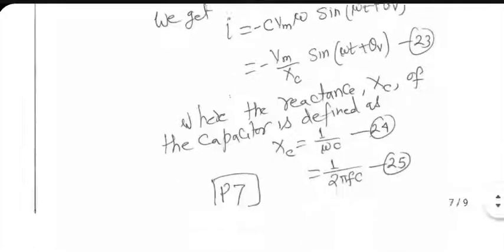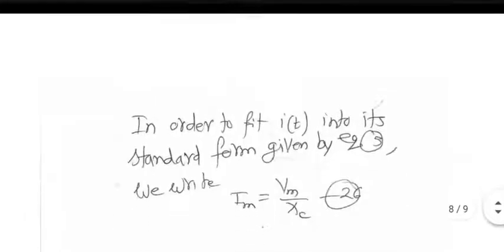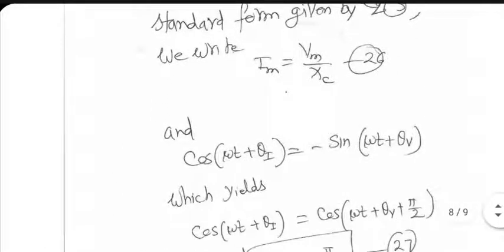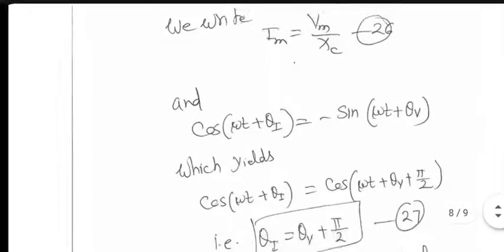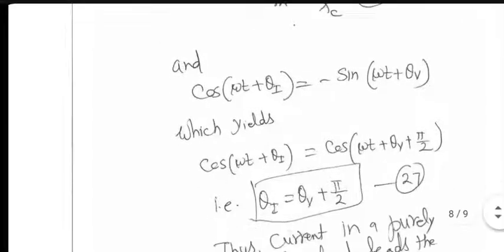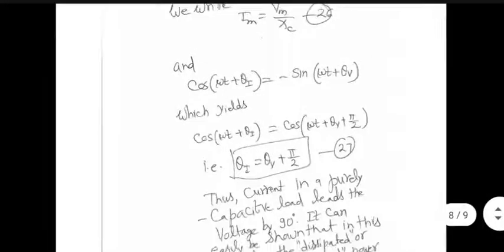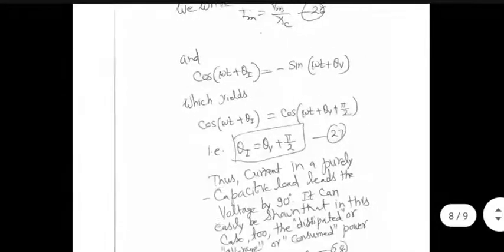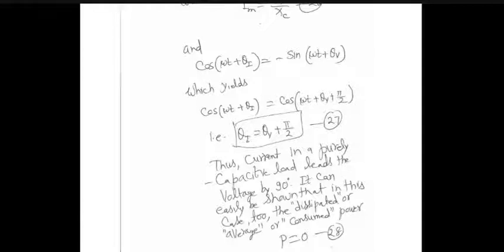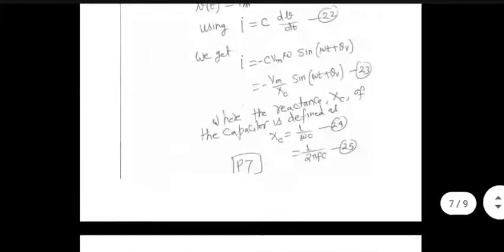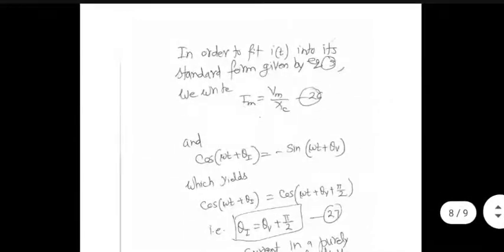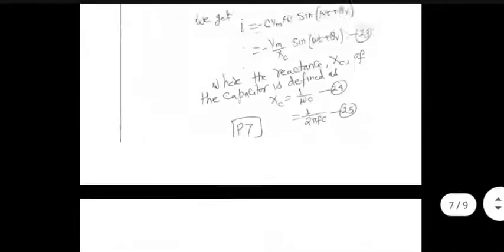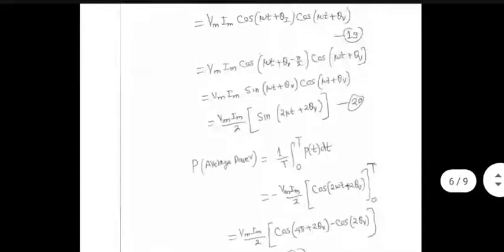And if you fit it into standard form, you get Im equal to Vm upon Xc, and theta i now turns out to be theta v plus pi by 2. You can go through the derivations carefully later once you get the document. So what happens is, in case of a purely capacitive load, current leads the applied voltage by 90 degrees, while in case of a purely inductive load, the current lags the applied voltage by 90 degrees.